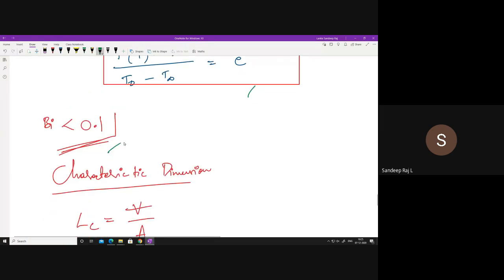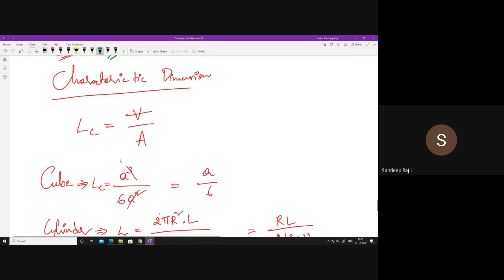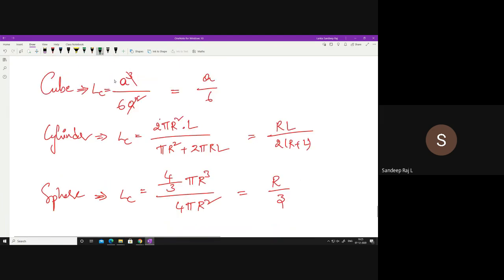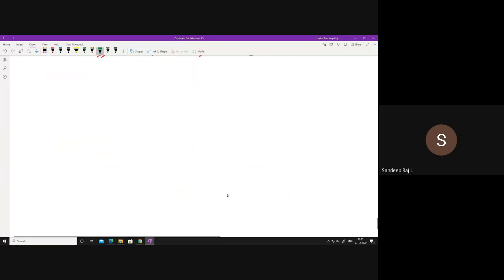So if the Biot number is less than 0.1, you can go for the lumped capacitance method. And then the characteristic dimension: how do you measure it? The characteristic dimension is actually the ratio of volume to the respective area. So for a cube, you will take the cube volume and cube area; it is a by 6. Like that for all the cases. Whatever the given case is, you have to substitute and do it.